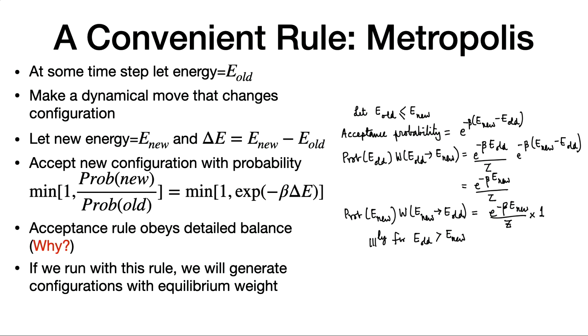So if I choose the Metropolis rule for a generic system, I am guaranteed that detailed balance is satisfied. So if I run a simulation with this rule, at long times it will generate configurations with the correct equilibrium weight. That is the claim.